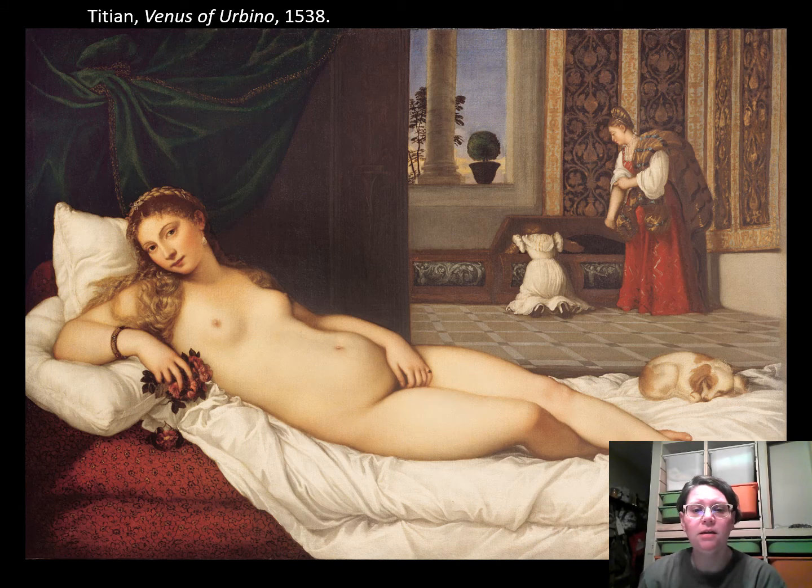Titian pays great attention to the texture of the fabric, and the model looks shyly at the viewer in a demure way, turning her gaze away from you. We see a sense of, like I said, the atmospheric perspective due to the layering of the architectural elements, but we don't get a full one-point perspective.